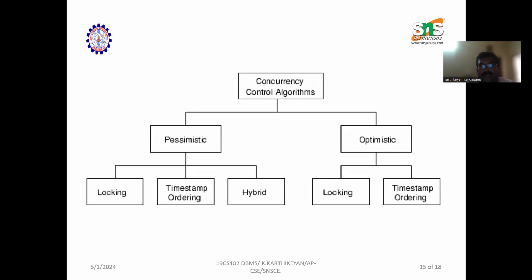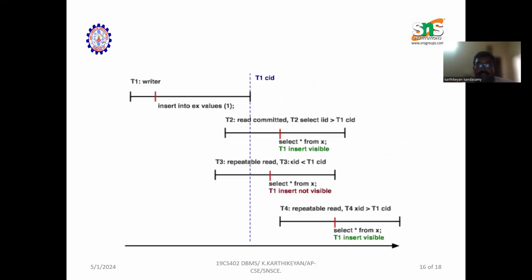So concurrency control algorithms, we have two most important: pessimistic and optimistic. Pessimistic: locking protocol, timestamp ordering protocol, hybrid mode. And optimistic: locking protocol, timestamp ordering protocol. So this is one of the cases. Write and see the transaction ID. Once the inserted value is executed, read and committed, the insert is visible. And once the process accesses it, it can easily complete a transaction. If not visible, your transaction cannot be done.